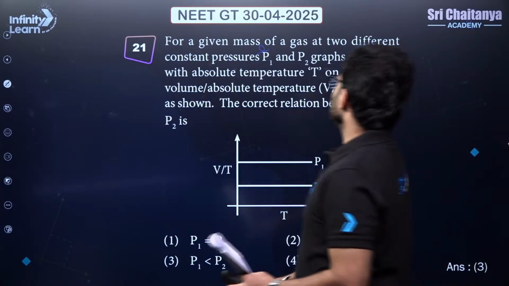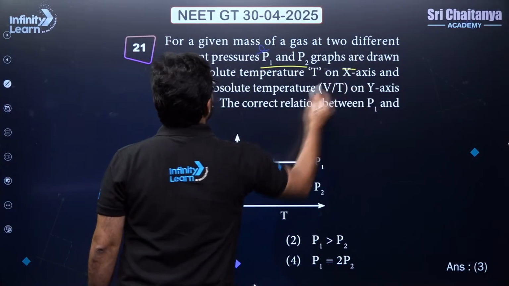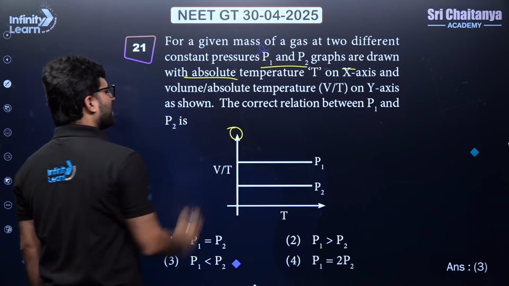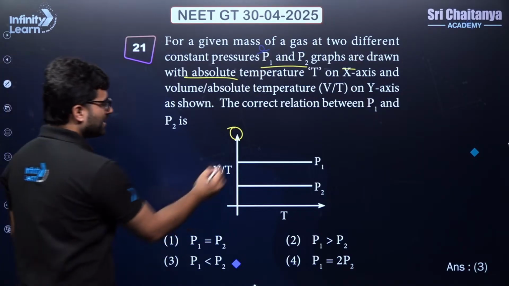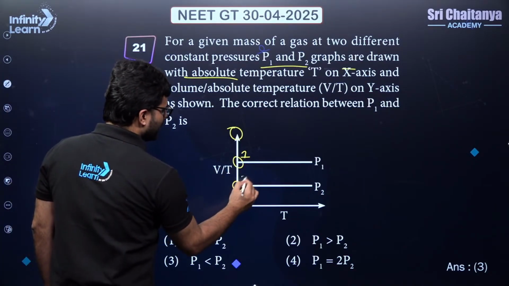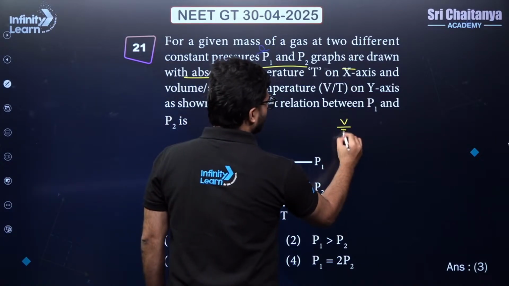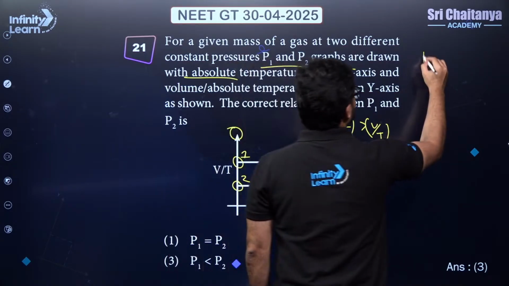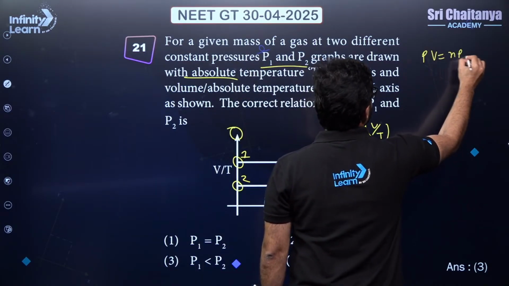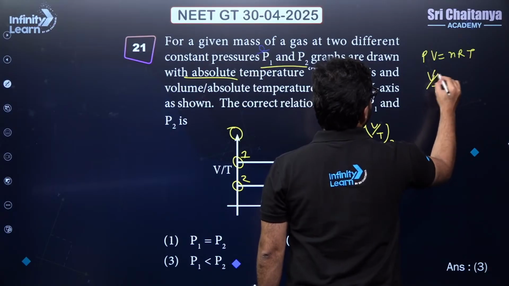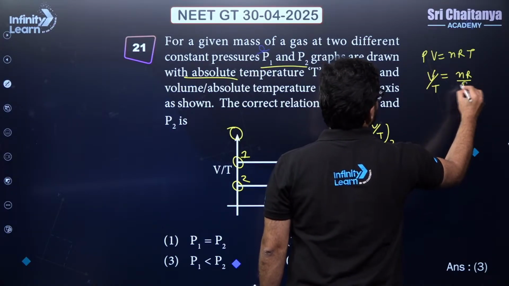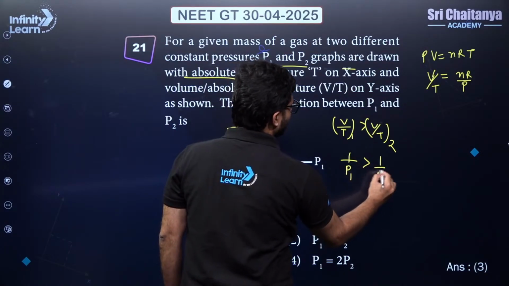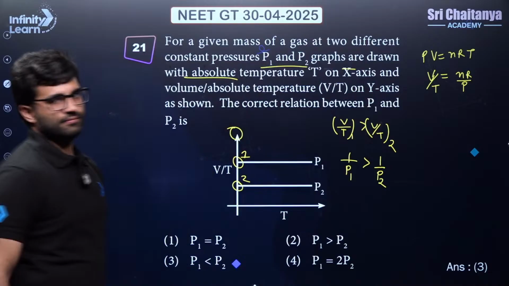For a given mass of gas at two different constant pressures P1 and P2, graphs are drawn with absolute temperatures. So you can see that the scale at Y is nothing but V by T. So you can see that V by T for 1 is more than V by T for 2. So V by T for 1 is greater than V by T for 2. And what is V by T? So if you remember, PV is equal to nRT, and from here you can write V by T as nR by P, right? So basically what they are saying is that 1 by P1 is greater than 1 by P2. This is what they are saying, yes?